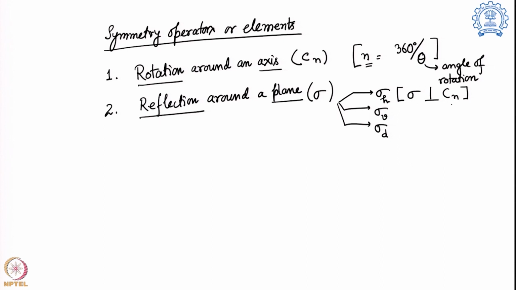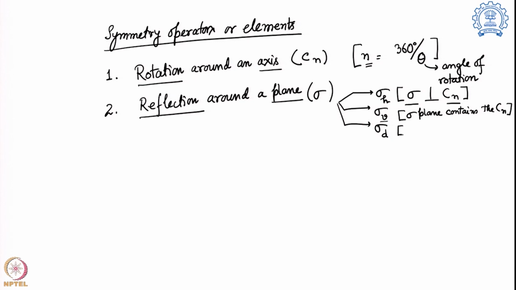If the relation between the Cn or the principal axis and the plane of reflection is perpendicular to each other, that will be sigma h, where h stands for horizontal. If the sigma plane contains the Cn, then it is called sigma v, where v stands for vertical, which means the axis of rotation and the plane are actually on the same plane. But if it is perpendicular, then it is horizontal.